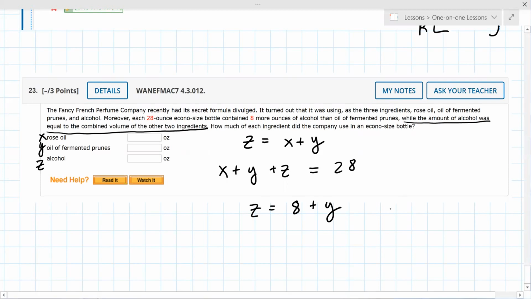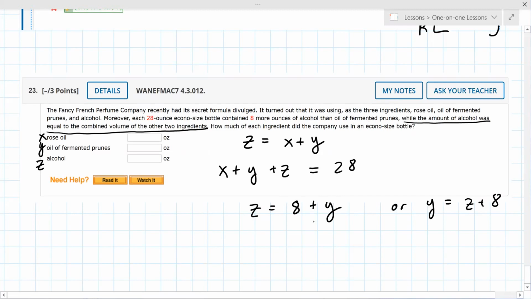It's either that or it's Y equals Z plus 8. I'm having trouble decoding how this is written. Each bottle contained 8 more ounces of alcohol than oil of fermented prunes. So if Y is, let's just say Y is 6, then it has to contain 8 more ounces of alcohol. That's Z, than oil of fermented prunes. So 8 plus 6 is 14. That seems to work. I think that's right.